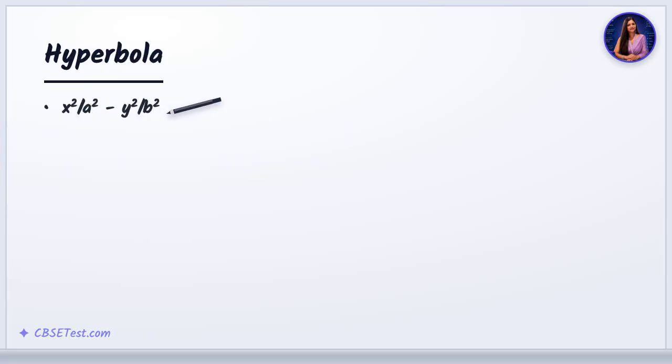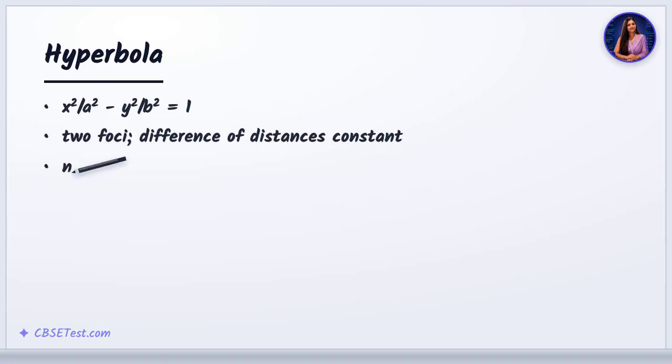A hyperbola is like an ellipse but with a minus sign. The difference of the distances to two foci is constant. Its standard equation is x squared over a squared minus y squared over b squared equals 1.